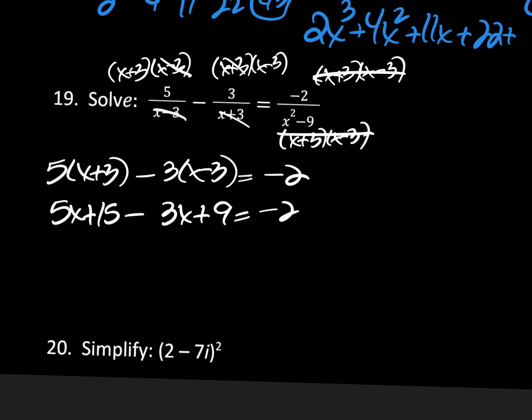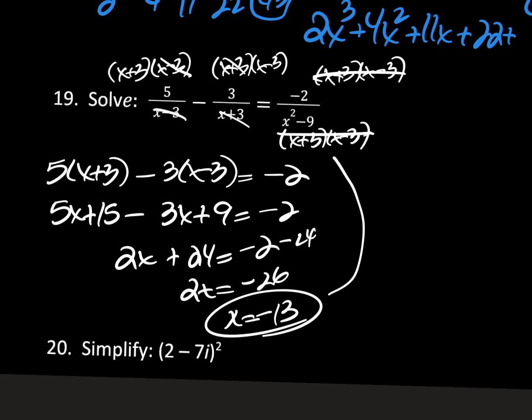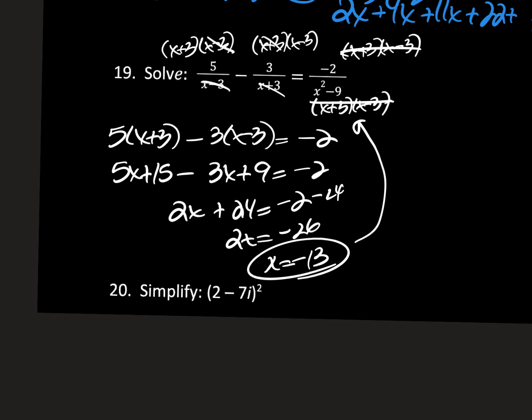So if I add the like terms, I'm going to get 2x plus 24 is -2. Move that 24 over. It's going to be -26. Divide by 2, you're going to get -13. Check your answer. Now, all you got to do to check is make sure it doesn't make your denominator 0, and it doesn't, so we're good.